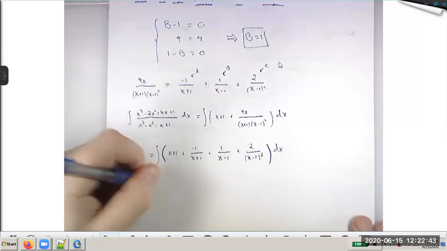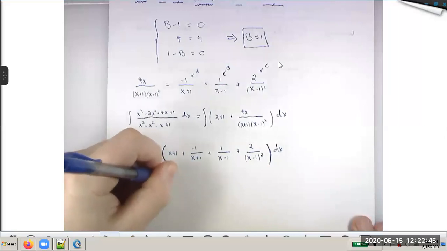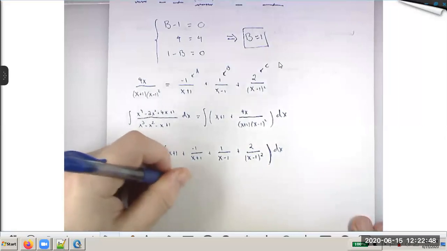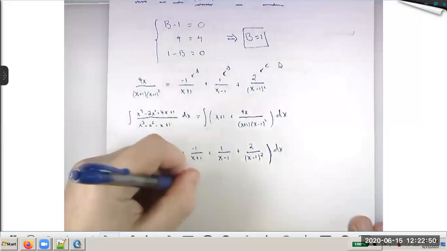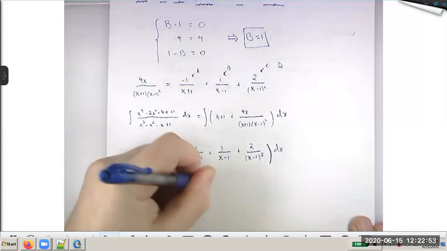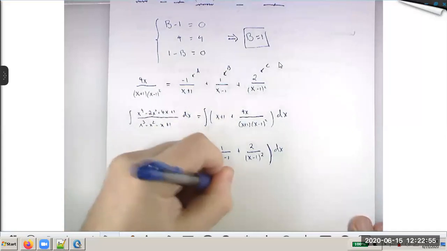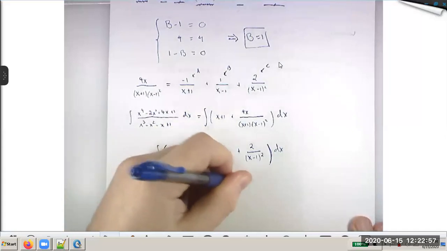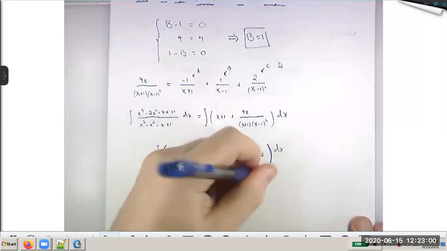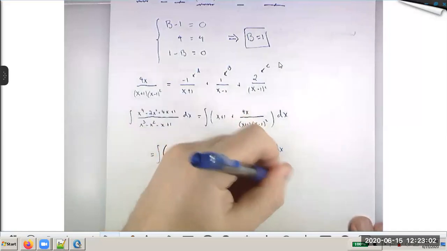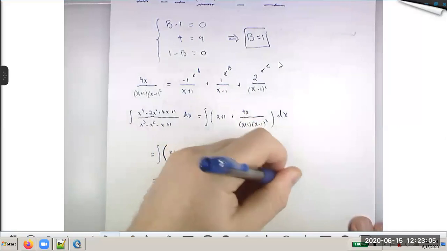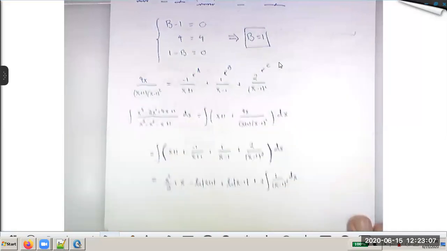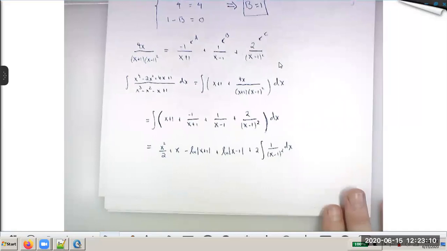X plus 1 integrates to x squared over 2 plus x. This is minus ln absolute x plus 1 plus ln absolute x minus 1 plus 2 times the integral of 1 over x minus 1 squared dx. So each of those is a little micro u sub. This last guy, though, he's a bit different than the others, so I wanted to ask you, what do I do for him? Rather than just writing down the answer there, how do I integrate that?